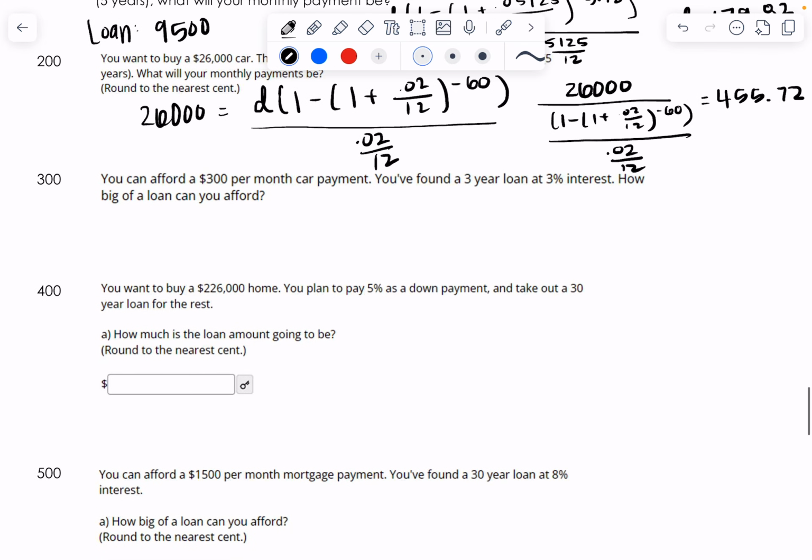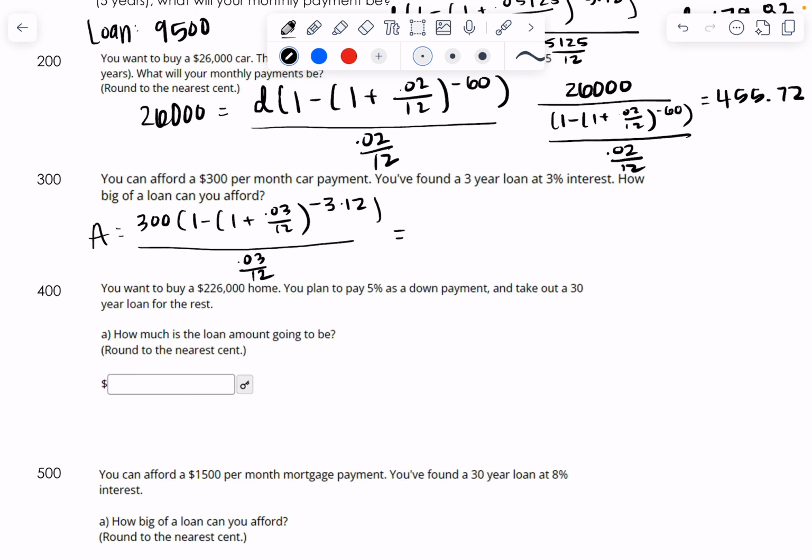You could also be asked how big of a loan you can afford. So in this problem, we don't know the amount, but we do know you can afford $300 a month. The interest rate is 3%. You're making a monthly payment, so the compounding frequency will be monthly. And then it's to the negative 3 times 12, because it says for 3 years.